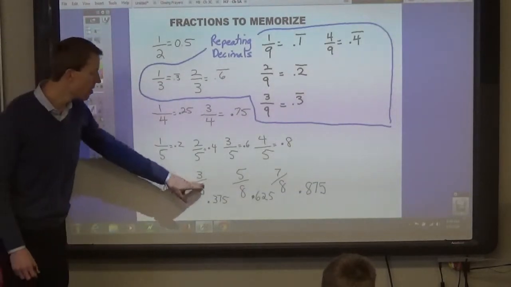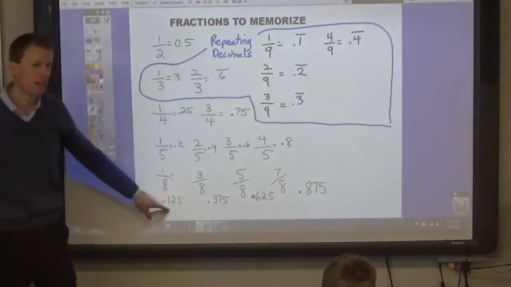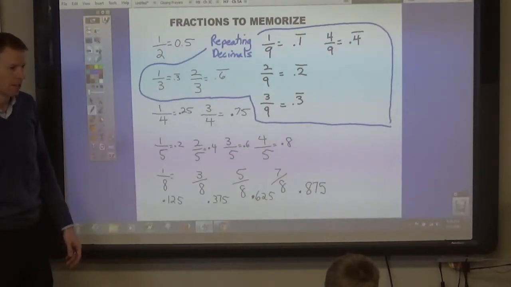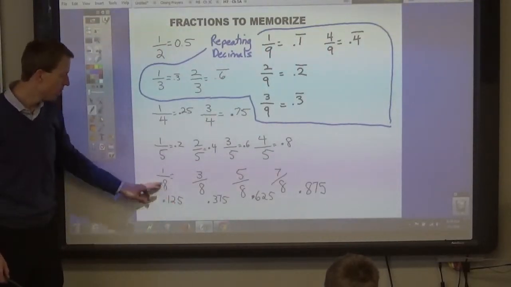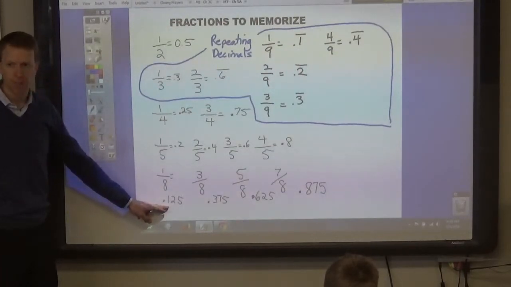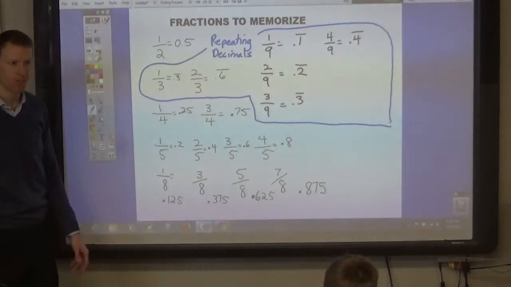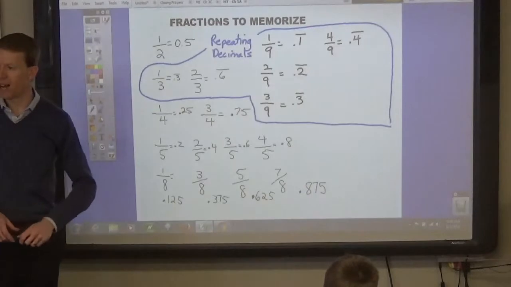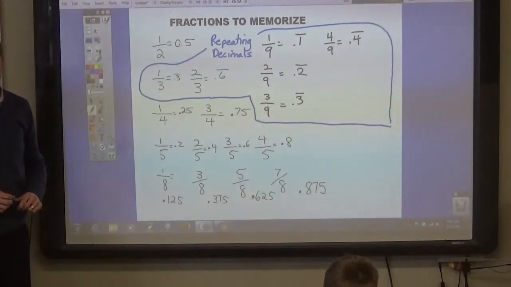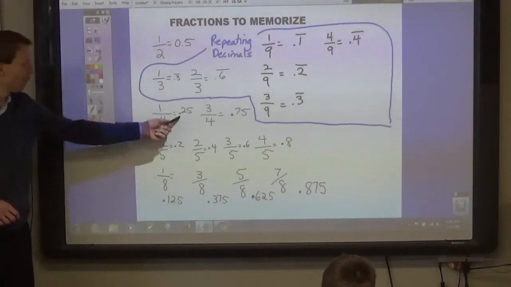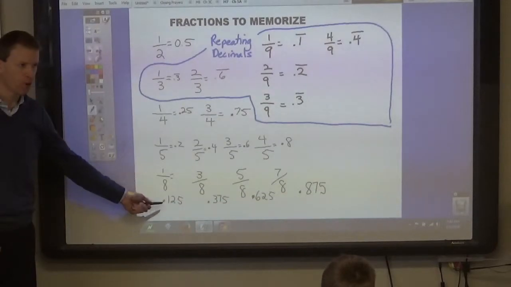And then these are the only ones that may be a little bit challenging, the eighths. An eighth is a half of a fourth. Okay? So half of 0.25 is 0.125. 12 and a half. When you add 12 and a half plus 12 and a half, you get what? What's 12.5 plus 12.5? Come on, people. 25, right. So an eighth is a half of a fourth.